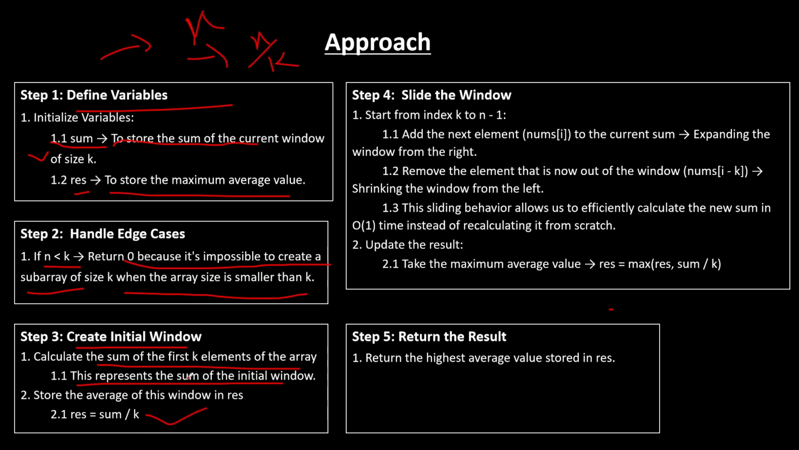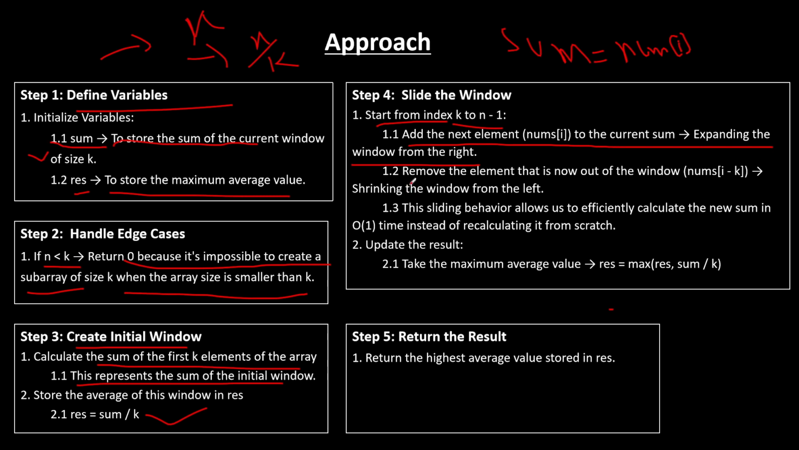Now we store the average. Okay, now step 4 is the sliding window. We start from index k to n minus 1. As I said, after taking out the sum, we will start from k. We add the next element to the current sum, expanding the window from the right. This is the sum, and we add nums of i, which starts from k. That is done. The previous sum plus the current value becomes a k plus 1 size window right now.